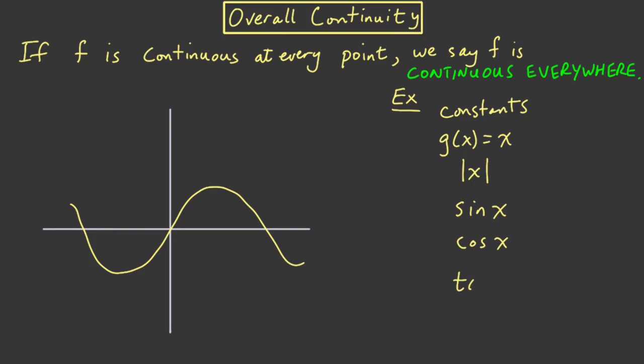However, the tangent function is not continuous everywhere. Remember that tangent x is sine x over cosine x. And so the tangent function is not defined at places where cosine x is 0. And if it's not defined at those points, then it certainly cannot be continuous there. Now, it does turn out that the tangent function is continuous everywhere else, but it's not continuous everywhere.